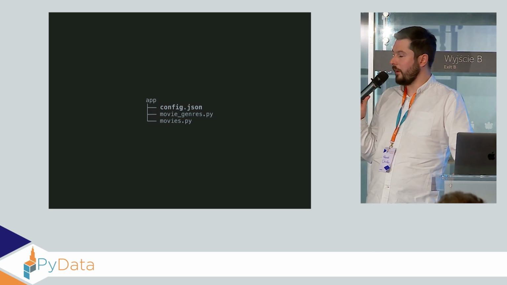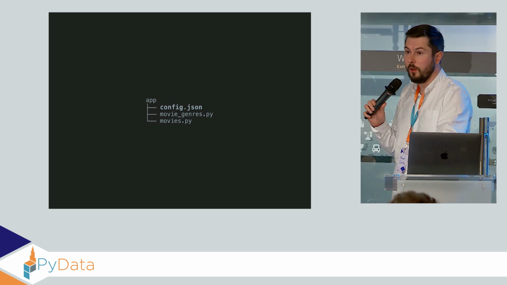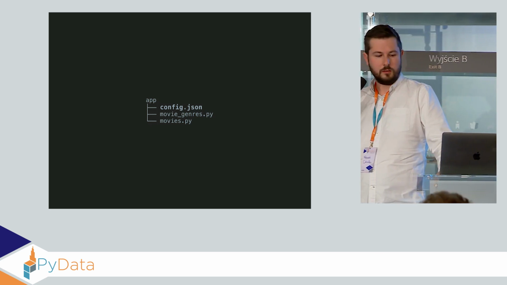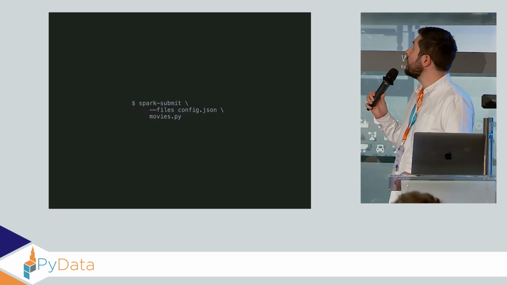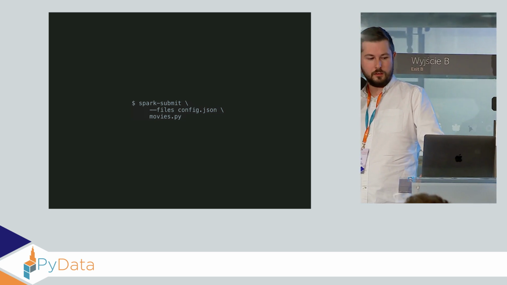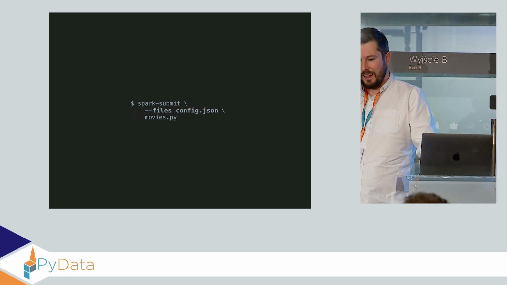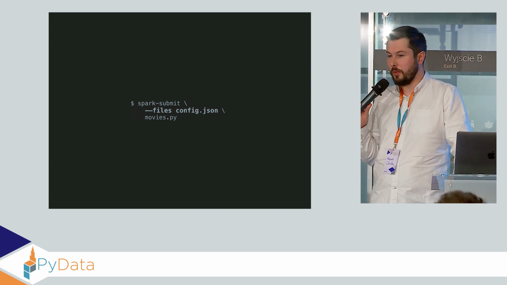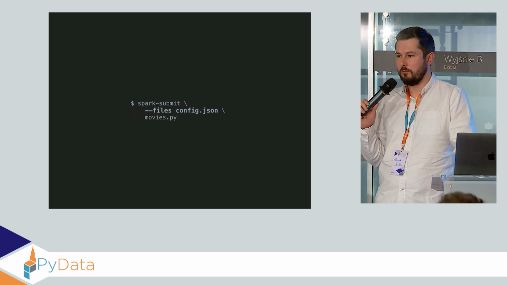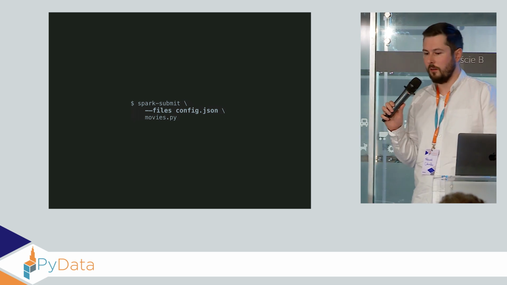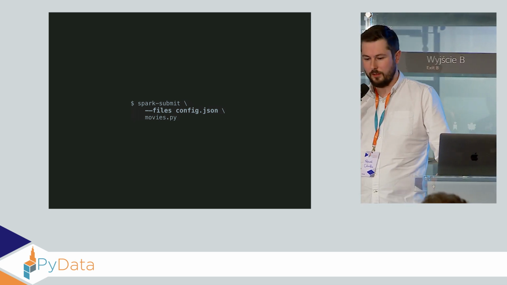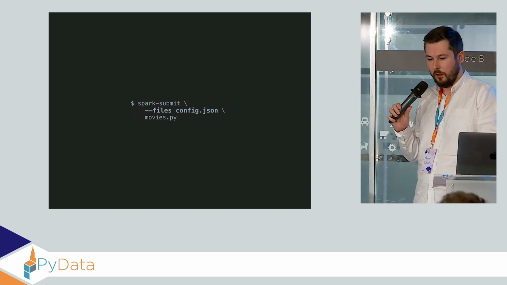So we have this config file here, and now we actually need to find a way to send this file to our cluster. We can do that using the files option from the Spark submit script, which can be used to add non-Python files to our cluster. In our case, it's a config.json file.